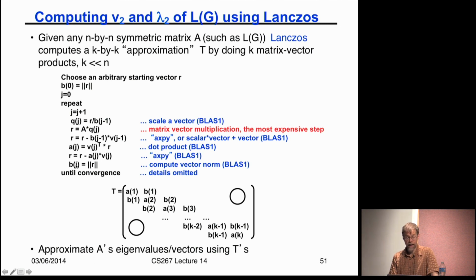And out of this are going to come a bunch of constants, a1, b1, a2, b2. I'm going to fill up this tridiagonal matrix. Suppose I take k steps of this algorithm, do k sparse matrix vector multiplies. I'll take those k constants and fill them up into this little tridiagonal matrix. It turns out the eigenvalues of this little matrix are good approximations for the original eigenvalues of the big matrix. And so the second smallest eigenvalue of T will be a good approximation for the second smallest eigenvalue of the original graph Laplacian. And I can also get the eigenvectors out of it.